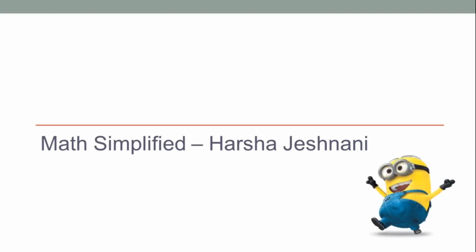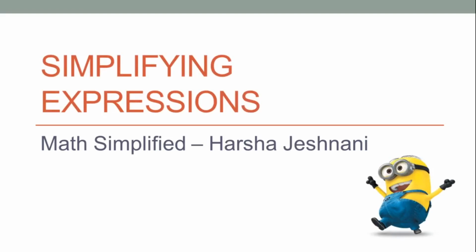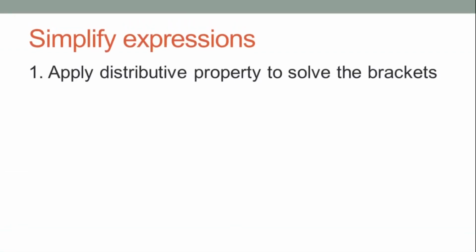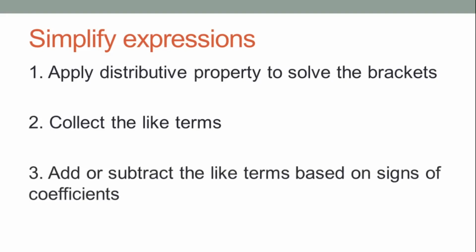In this video, we are going to take a look at how to simplify expressions. Let's get started with it. So here are a few steps that we need to follow in order to simplify expressions. The first step is to apply distributive property and solve the brackets. Next, we collect all the like terms and then add or subtract them based on the signs of coefficients. We'll practice a few examples to understand each step in detail.